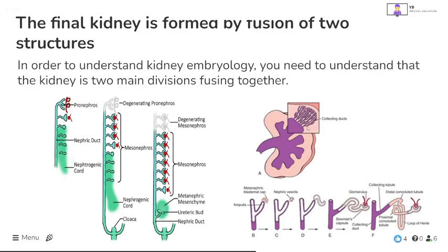I know it's very complicated. Kidney embryology is one of the worst topics in embryology, so just know this once and for all. It's very simple. The kidney structure is very simple. Some tubules that get blood vessels, that's all.